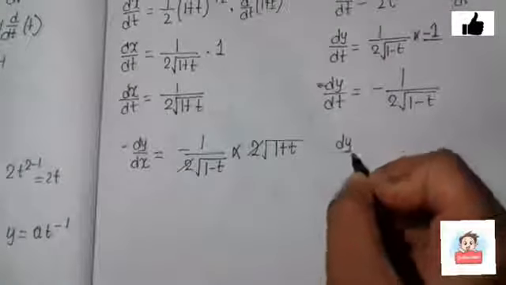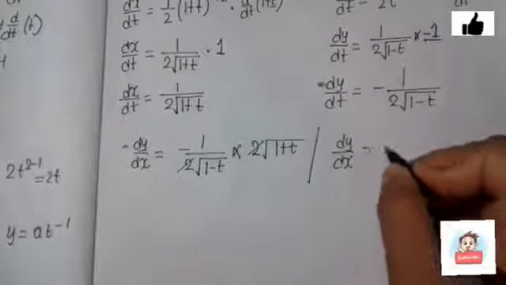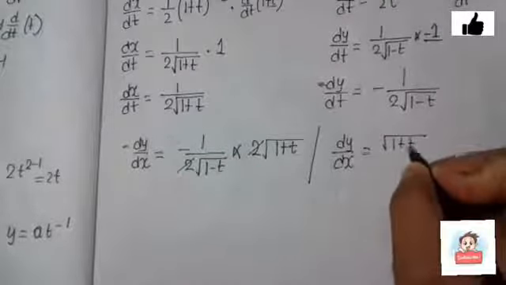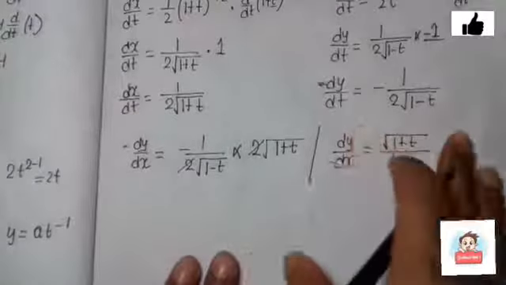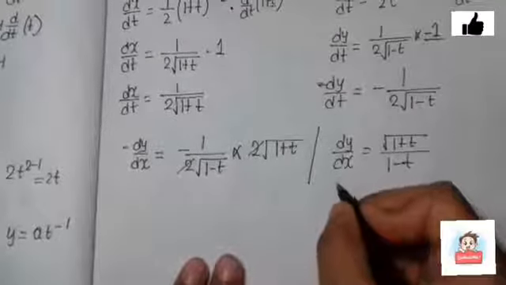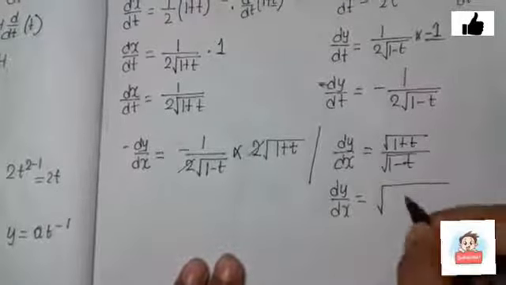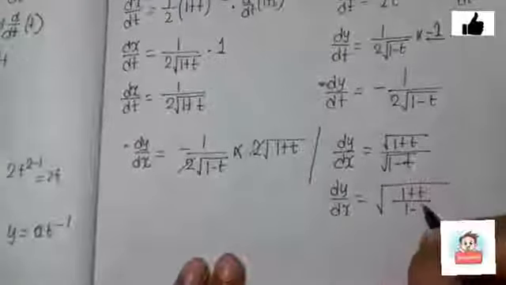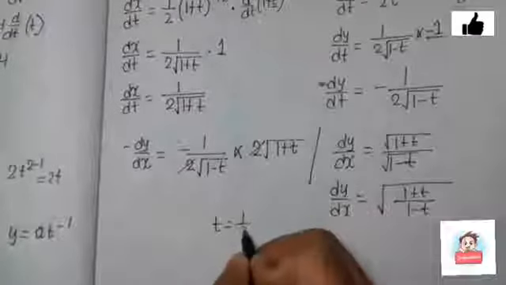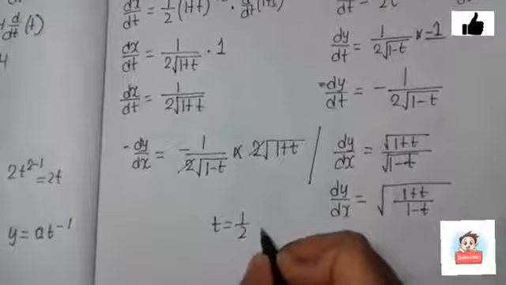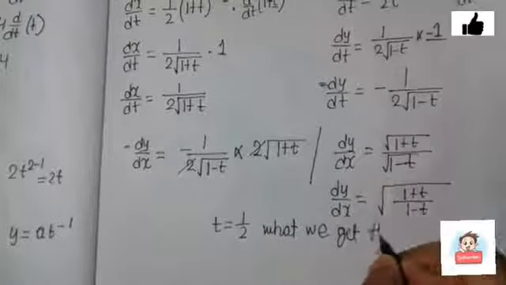Now the next step says that dy by dx, I am doing side by side to make you understand clearly. Dy by dx equals to root over of 1 plus t and 1 minus t. We can write this like this also. Dy by dx equals to whole root of 1 plus t and 1 minus t. Now we will put the value of half. As t equals to half, what do we get as the value of dy by dx?